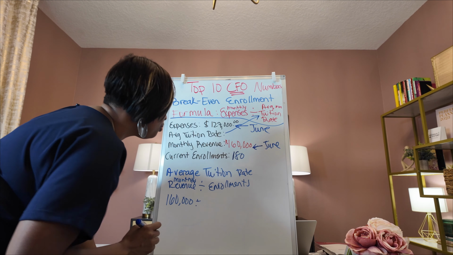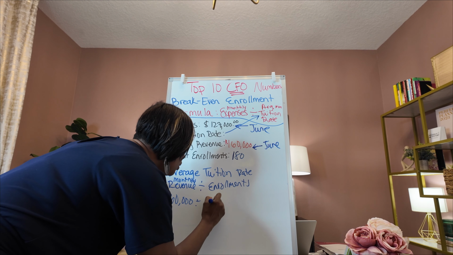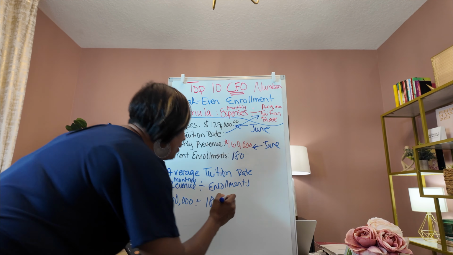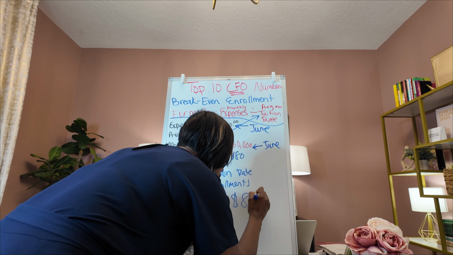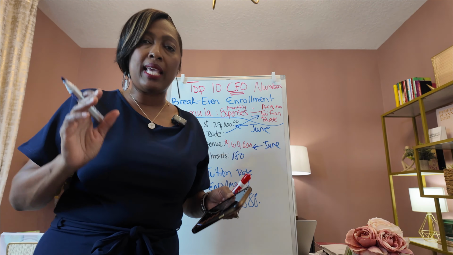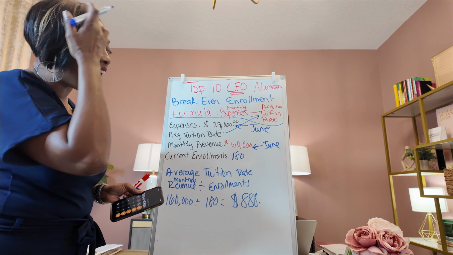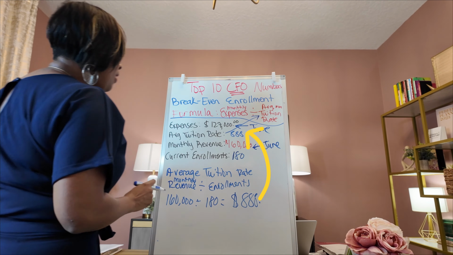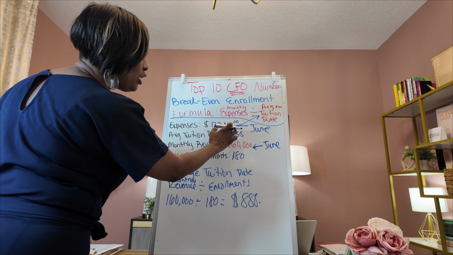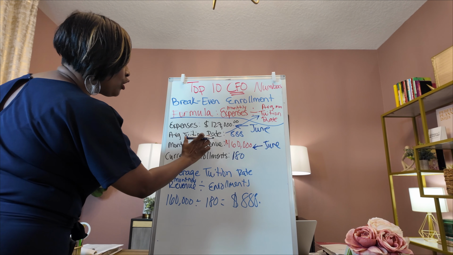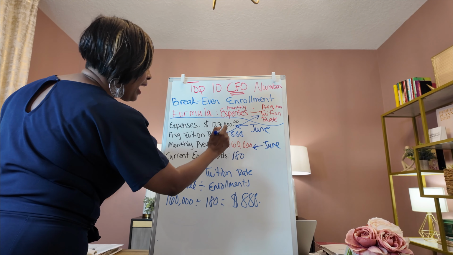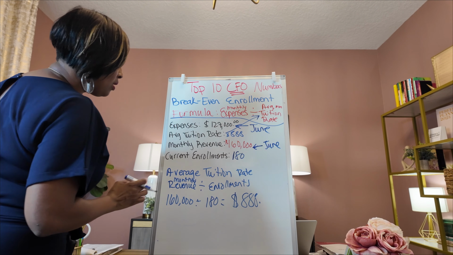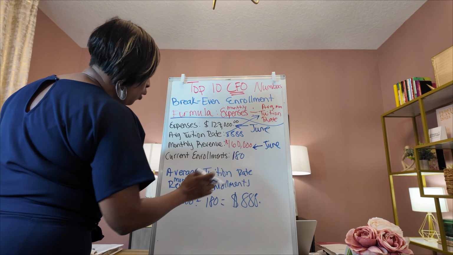$160,000 for the month of June, and my enrollments at that time was 180. So when I do that quick math, that means my average tuition for that month was $888. Okay, so now I can add this number right here. So I have my expenses, which was $127,000. My average tuition rate was $888. My monthly revenue was $160,000, and my current enrollments was 180.